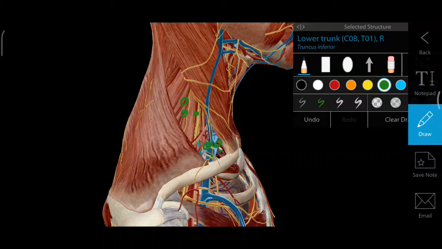So guys, I think I have covered all those aspects related to the posterior triangle.